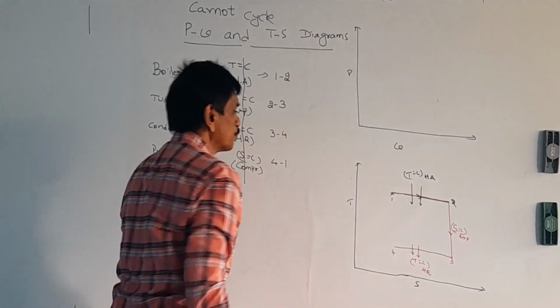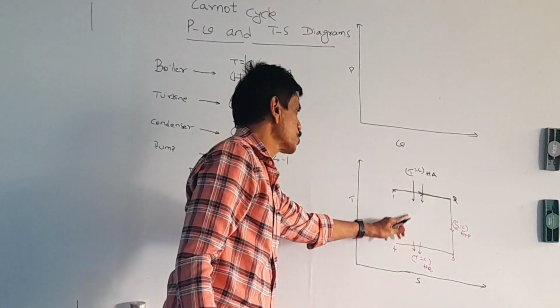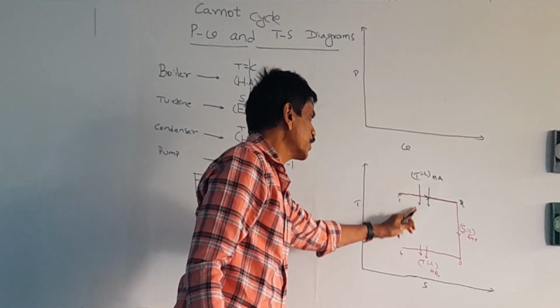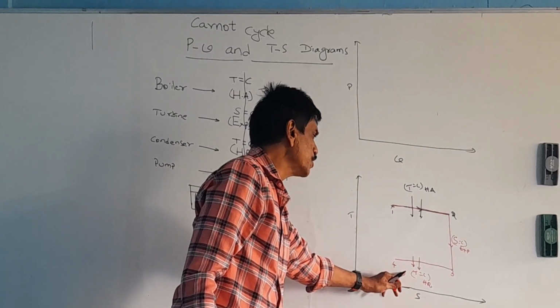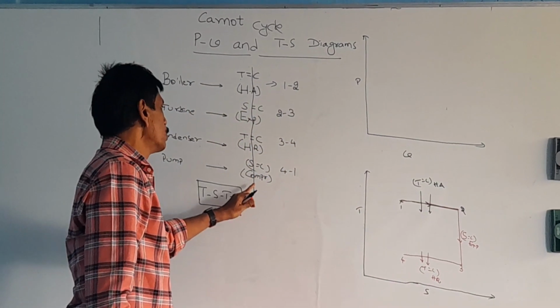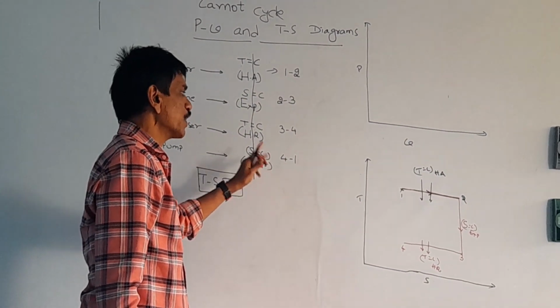Heat entering into the system is drawn like this. This is the heat leaving from the system. So 3 to 4. Afterwards, 4 to 1 is again the compression.